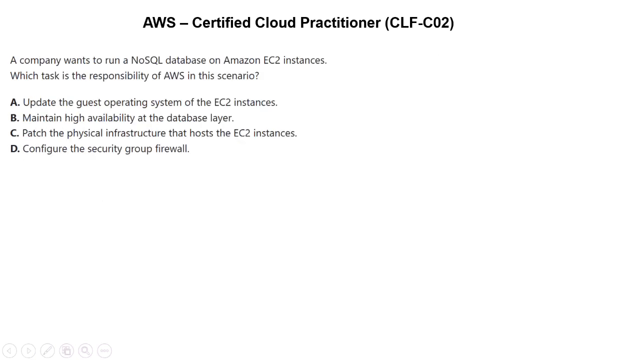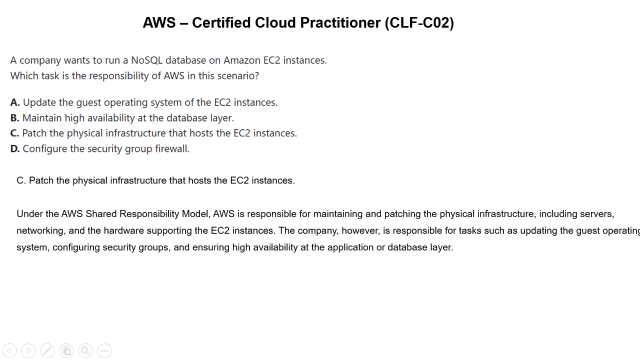Next question. A company wants to run a NoSQL database on Amazon EC2 instances. Which task is the responsibility of AWS in this scenario? Option A. Update the guest operating system of the EC2 instances. Option B. Maintain high availability at the database layer. Option C. Patch the physical infrastructure that hosts the EC2 instances. Option D. Configure the security group firewall. The right answer for this question is option C. Patch the physical infrastructure that hosts the EC2 instances.